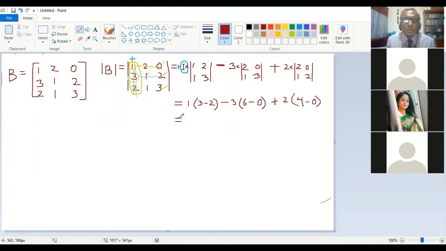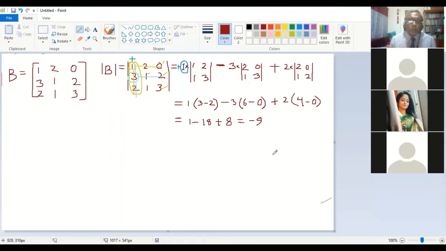So it is 1, it is minus 18. Minus 18 plus 8. So finally it is 11, then minus 9. Minus 9 is the answer. So minus 9 is the determinant value of the matrix, the determinant of B. So this is how you find out the determinant value.